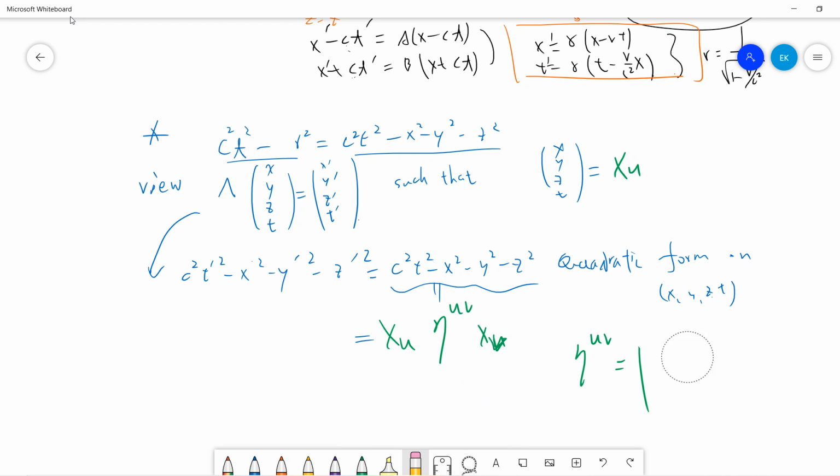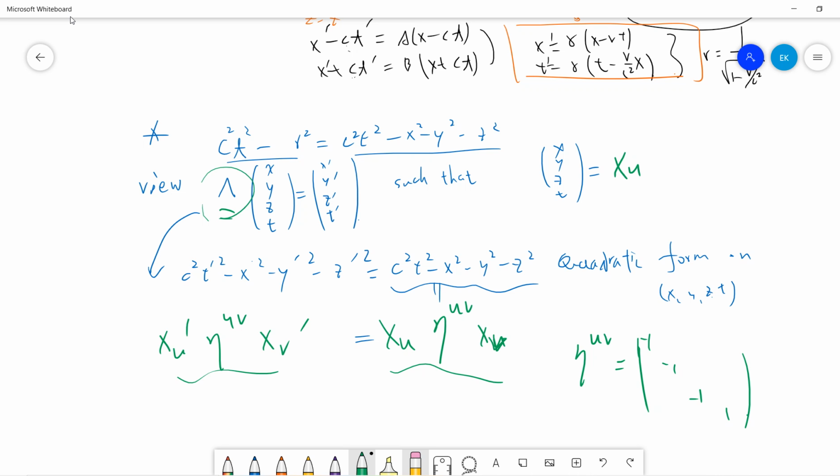So eta is, let's say, 1, minus 1, minus 1, minus 1 along the diagonal. Okay, just for notation, right? And this is just this. Okay, so this is the quadratic form, right? So you can use this and get the equation for this lambda matrix.